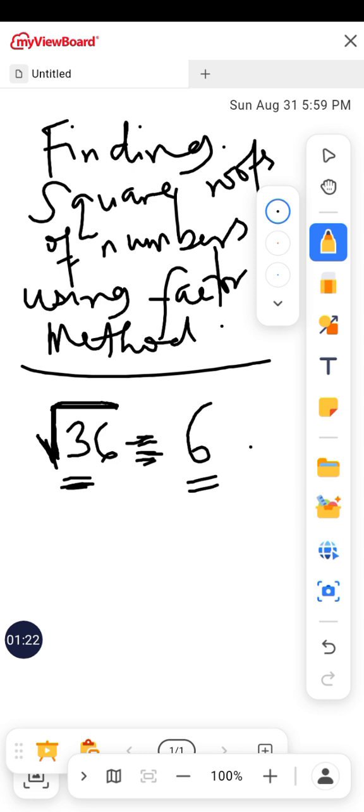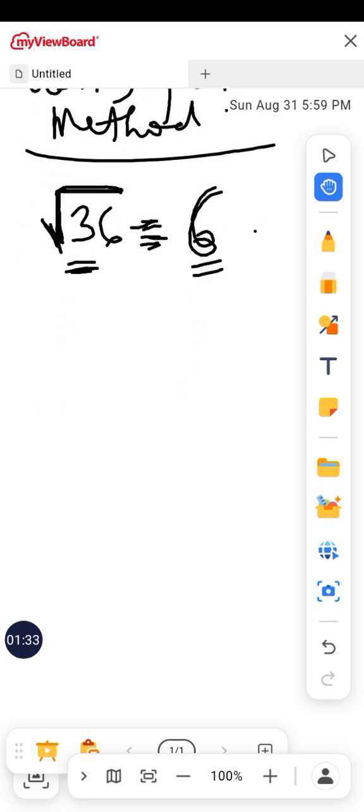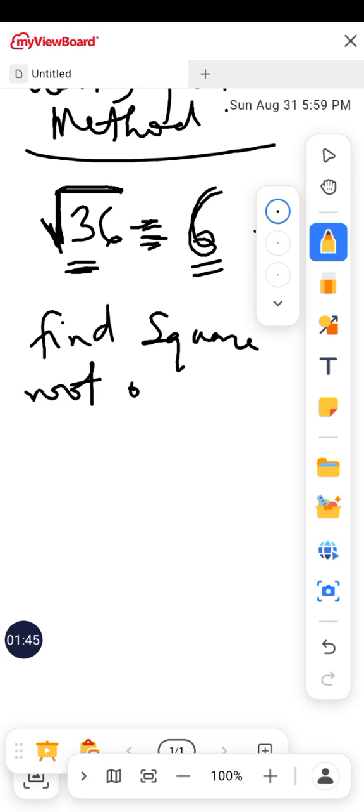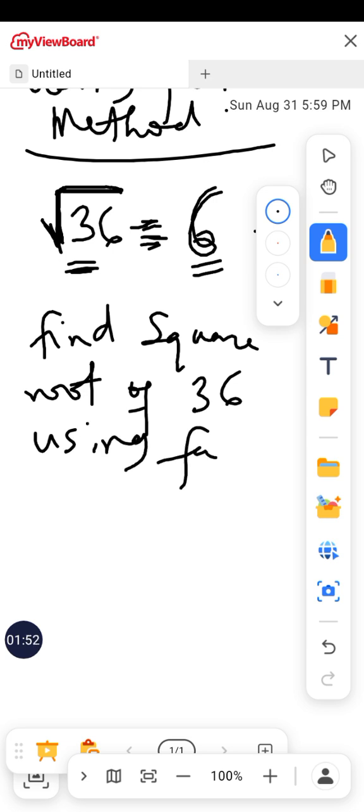So we are going to be looking at how to come about this 6, how to get the values of the square roots without using your four-figure table or your calculator. Okay, I'm going to start with the very first one. I'm going to start with 36. So I will say, find the square root of 36 using the factor method.